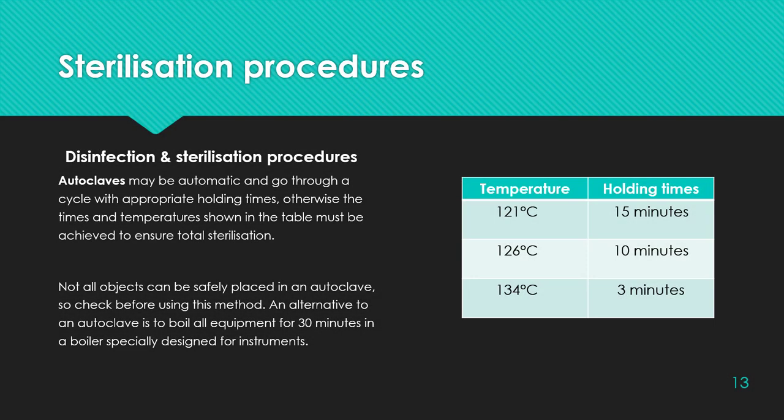Autoclaves may be automatic and go through a cycle with appropriate holding times, otherwise, the times and temperatures shown in the table must be achieved to ensure total sterilization. Not all objects can be safely placed in an autoclave, so check before using this method. An alternative to an autoclave is to boil all equipment for 30 minutes in a boiler specially designed for instruments.